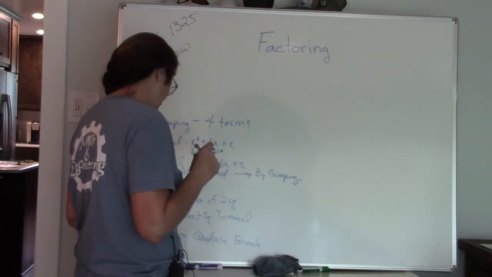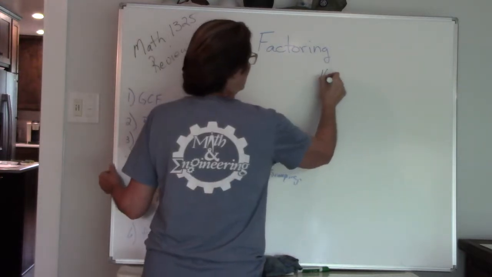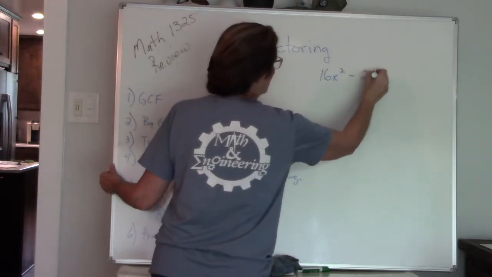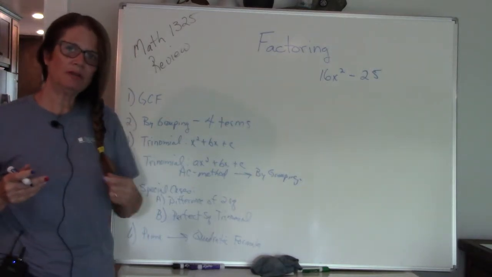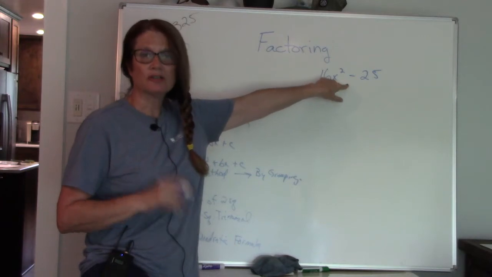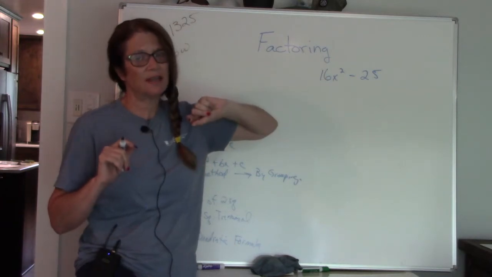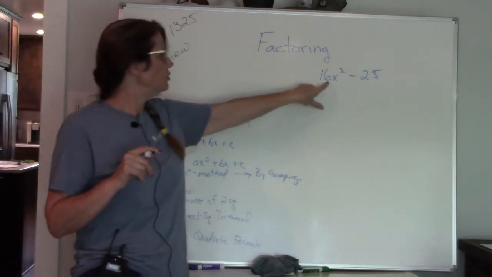So let's start with the difference of two squares. So 6x squared minus 25. It's a binomial because there's 2 parts. It's the difference because it has a minus sign. If it has a plus sign, you can't use this technique. It's only when there's a minus sign. And it's 2 perfect squares.